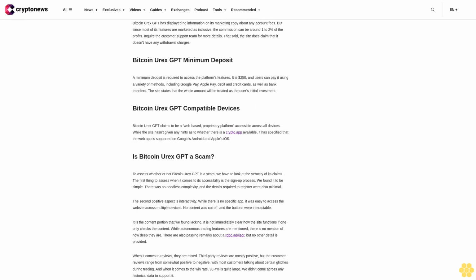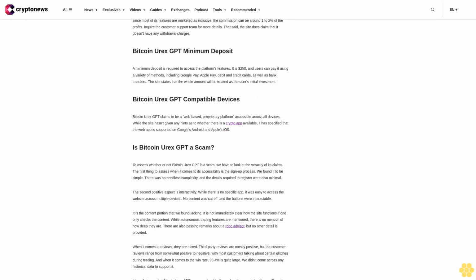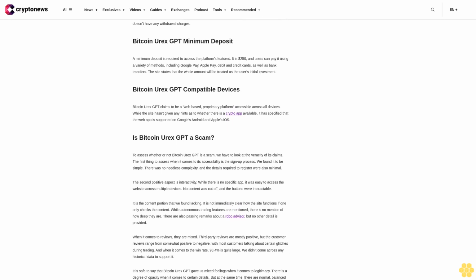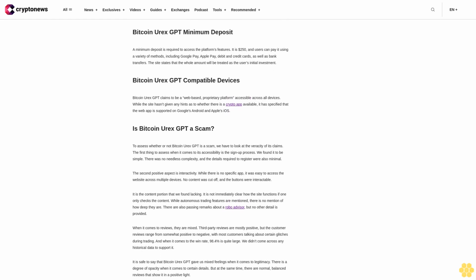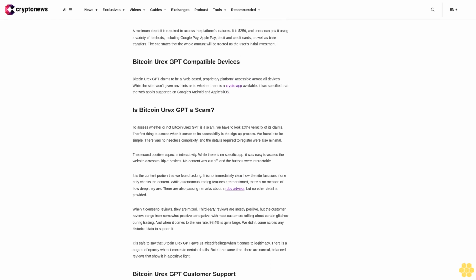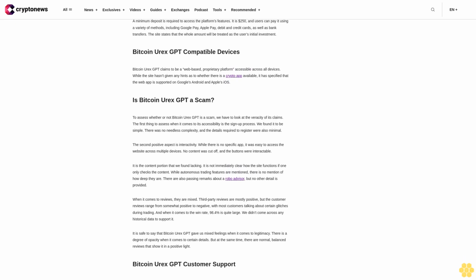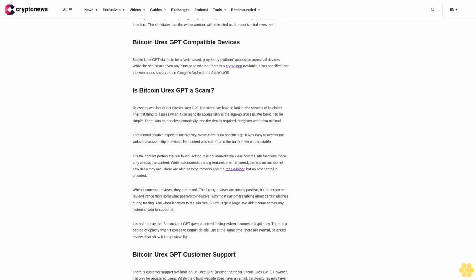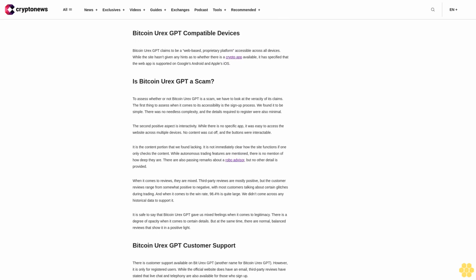Real-time market analysis. Bitcoin Urex GPT states that it offers real-time market analysis by monitoring the market continuously and keeping users updated about the latest trends. Users will reportedly get information such as trading volume, current price movements, and price charts that could help them make informed investment decisions.